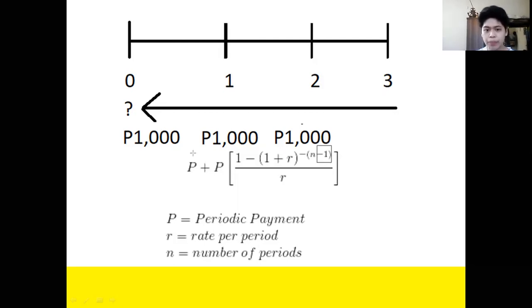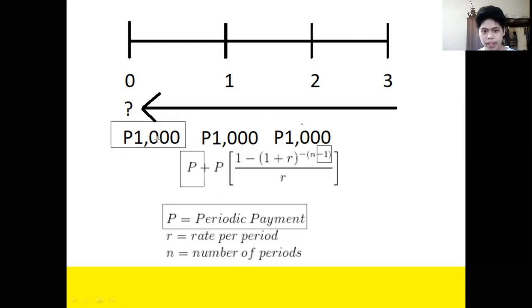Second change, eto, P plus P. Di ba kanina, sa ordinary annuity, P lang, P times ito. Meanwhile, if it is an annuity due, you need to add P or periodic payment. Okay? Why is it so? Why is this so? Because of this. Okay, P. Kasi di ba P, periodic payment of 1,000 pesos. So yun, that is the logic why.